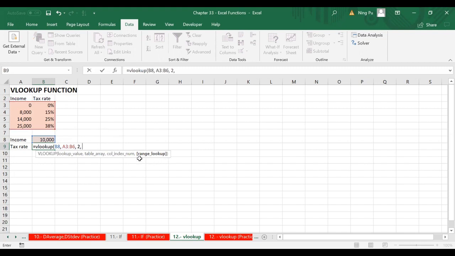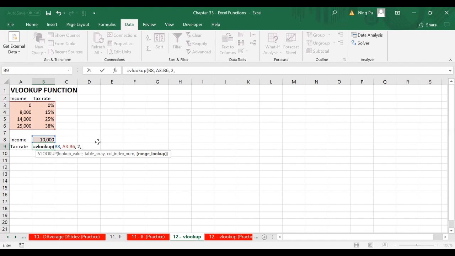Now, the fourth argument is the range lookup. So in reference to two different methods, you're going to use Vlookup. You can either pick approximate matching, which is the default setting for Vlookup, or you can manually set this value to be 0, which will be the same as exact matching. If that's the case, you have to make sure that this lookup value is a value that exists in this database. If this $10,000 does not exist in the lookup column in the database, then the exact matching cannot render appropriate answer to this Vlookup.